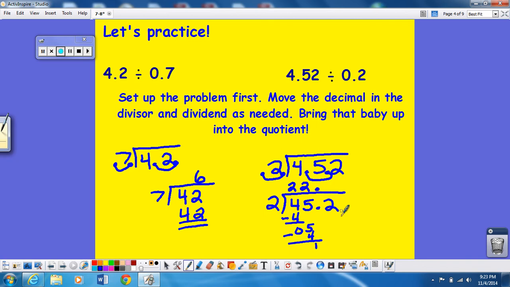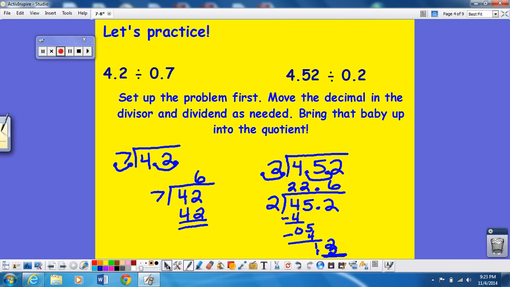Subtract, bring down. Remember, we're ignoring that. We've already taken care of it. 2 goes into 12 6 times. 6 times 2 is 12. And we have zeroed out. So 4 and 52/100ths divided by 2/10 is 22 and 6/10.